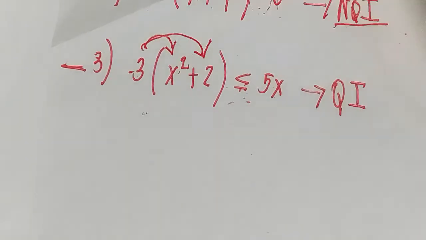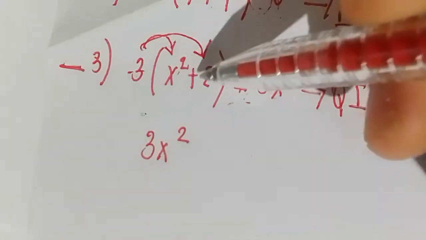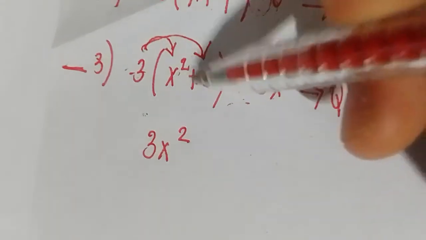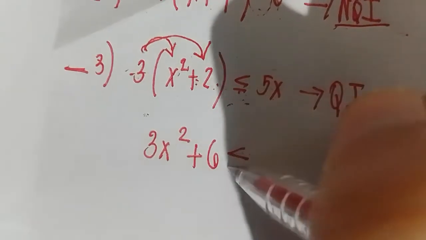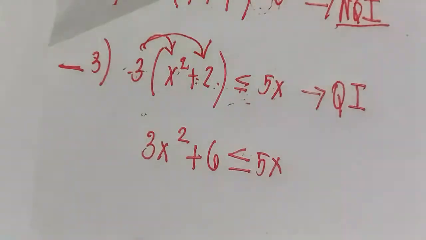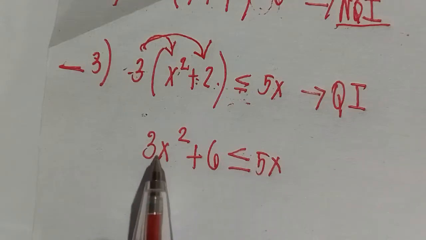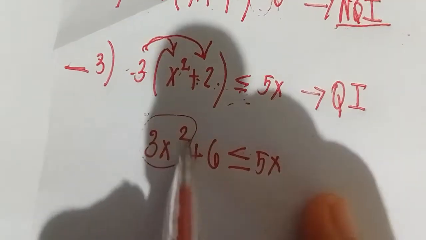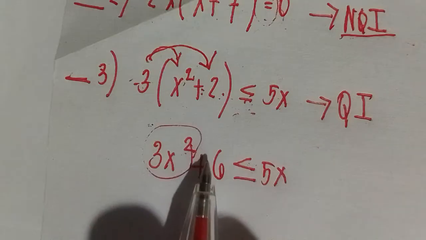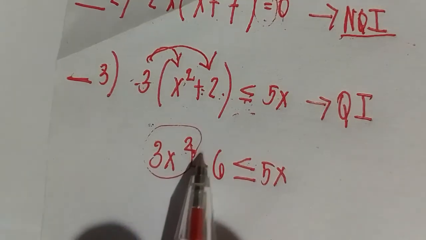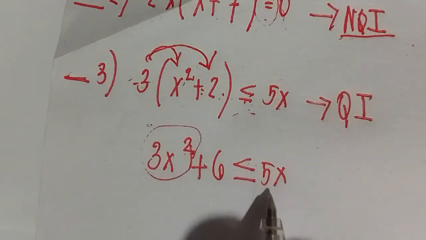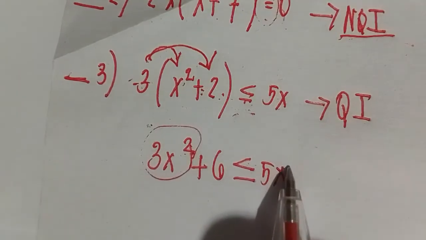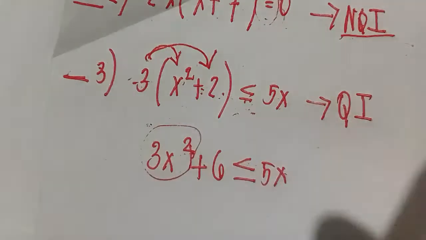So 3 times x squared, that is 3x squared. 3 times positive 2, positive times positive is positive. 3 times 2 is 6. Is less than or equal to 5x. So, yes, we have a term with a polynomial degree of 2. And that is the highest, there is nothing higher than a power of 2. There is another term with a variable, but its power is only 1. So, it is okay.